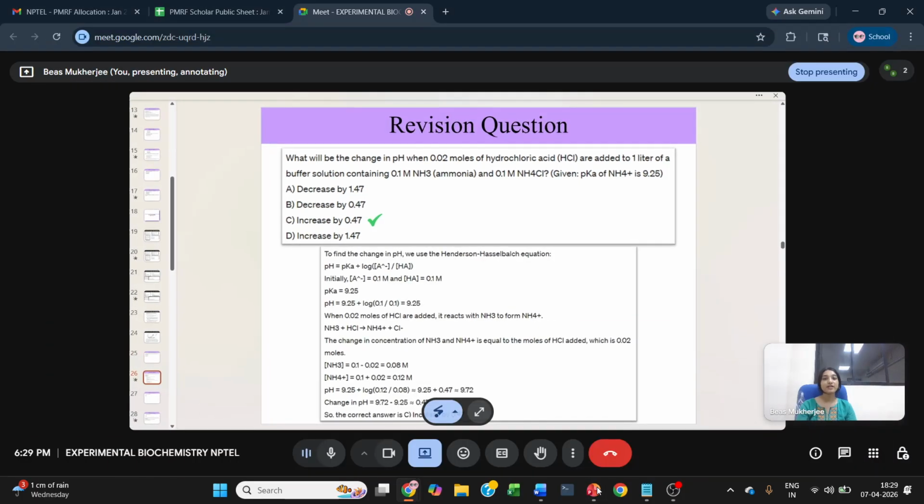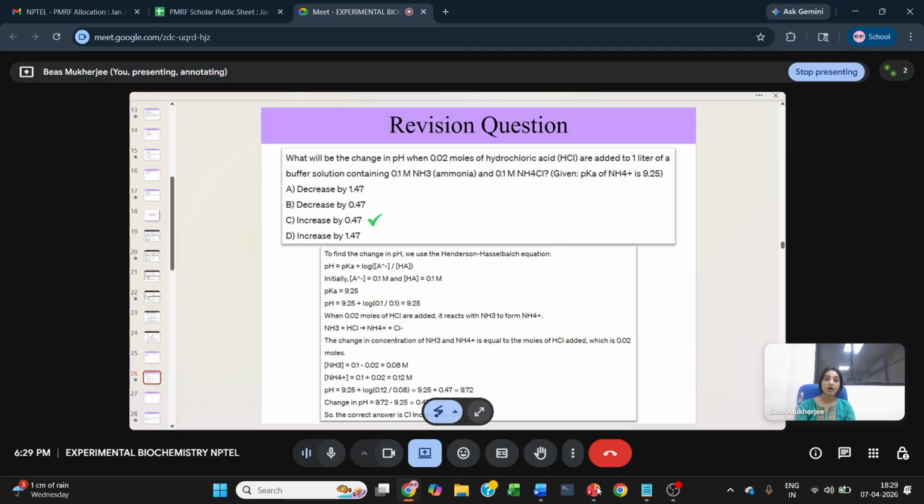Okay, so to find the change in pH, we will use the Henderson-Hasselbalch equation. So pH is equal to pKa plus log of A minus by HA, which is the Henderson-Hasselbalch equation. Initially the concentrations are given, and pKa is equal to 9.25. So pH becomes pKa plus log of 0.1 by 0.1, that is 9.25, right?